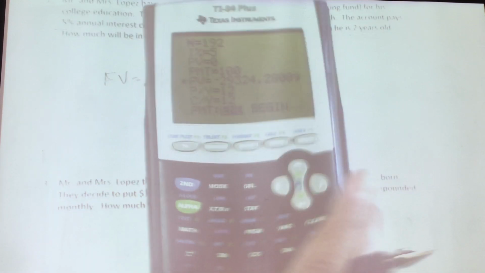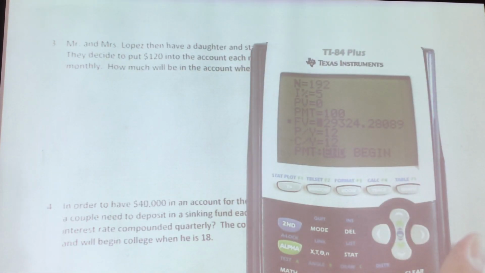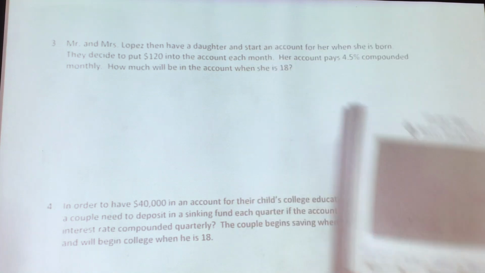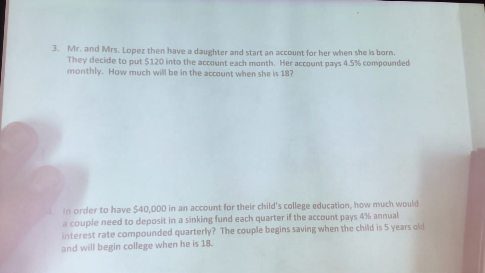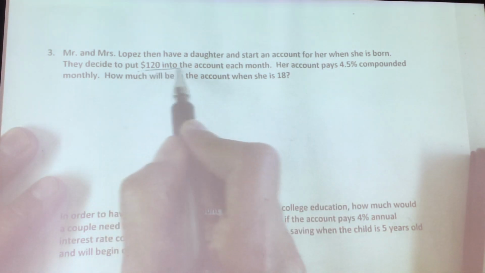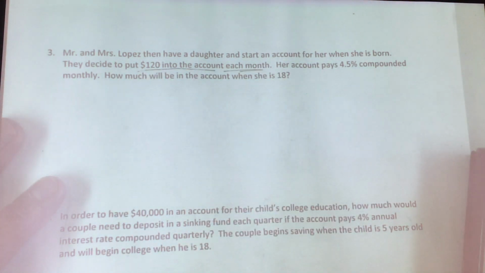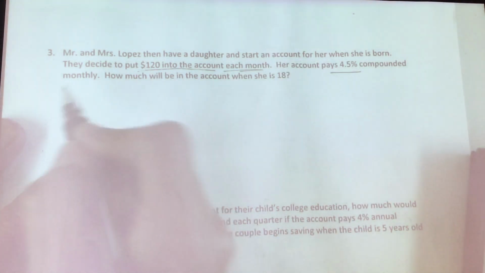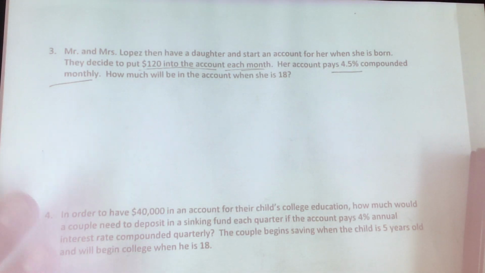Okay, let's move on to number 3. Mr. and Mrs. Lopez then have a daughter and start an account for her when she is born. They decide to put $120 into the account each month. Her account pays 4.5% compounded monthly. How much will be in the account when she is 18 years old?